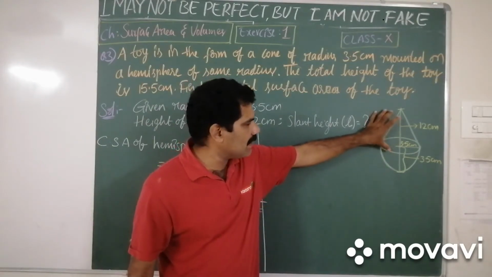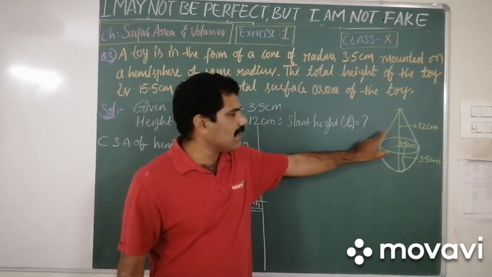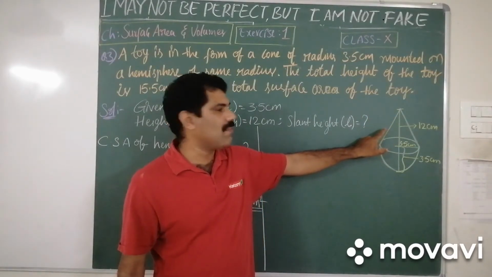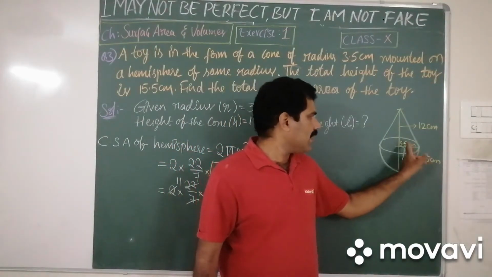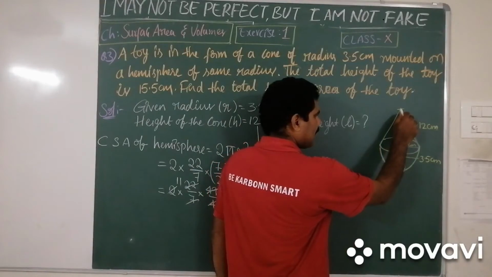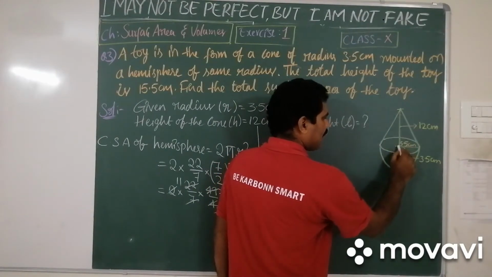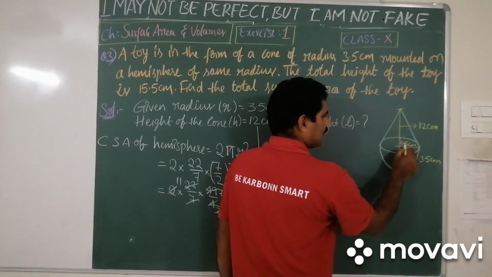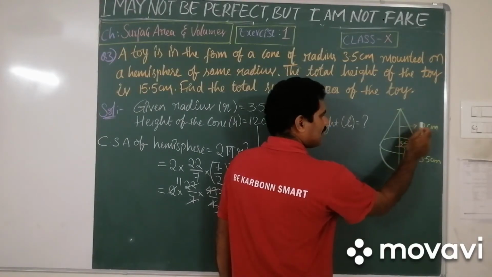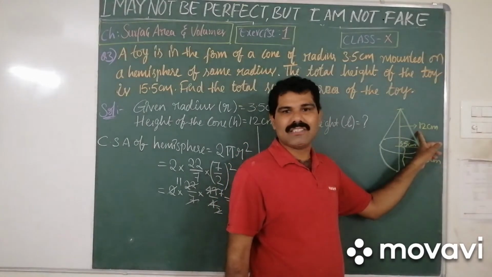And now let us find the curved surface area of the cone. To find the curved surface area of the cone, we need the value of L. We don't have L here, so we have to find it. Here, see, this is a right circular cone. So here it forms a right angle triangle, and the perpendicular sides, one is 3.5 centimeter and one is 12 centimeter, and the hypotenuse.